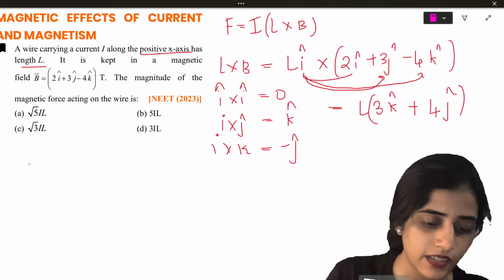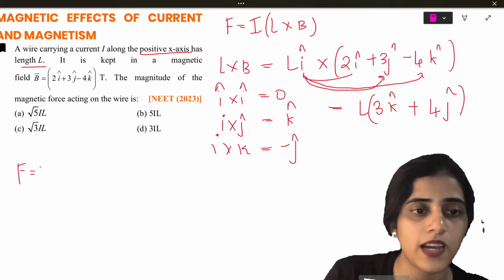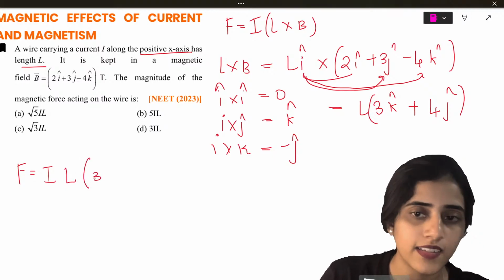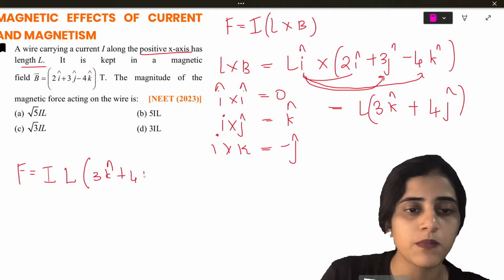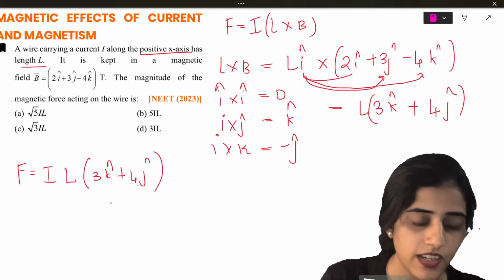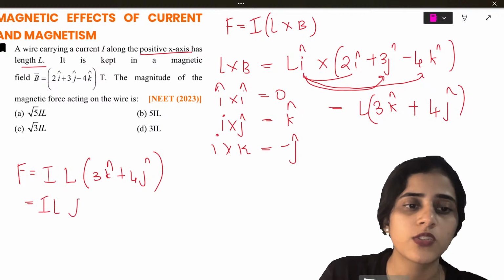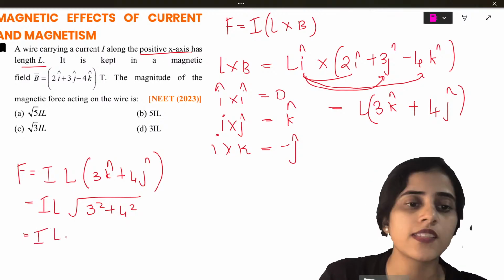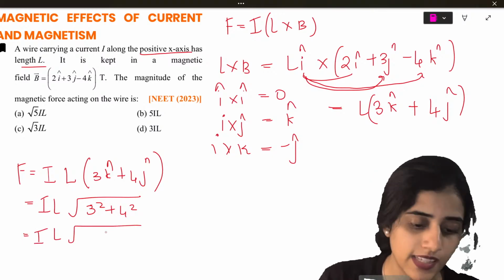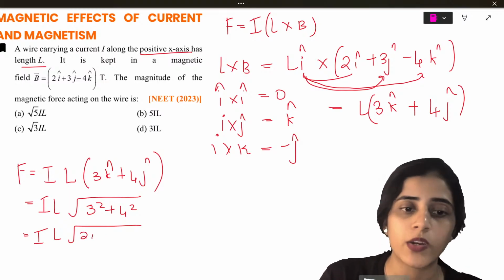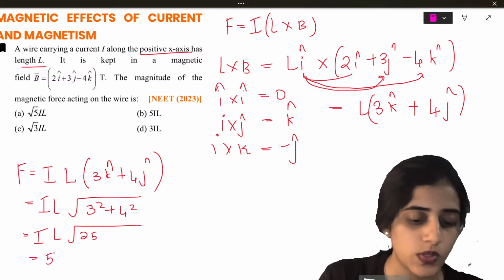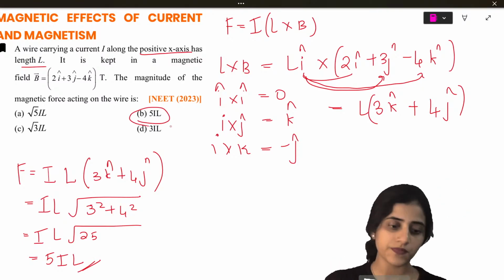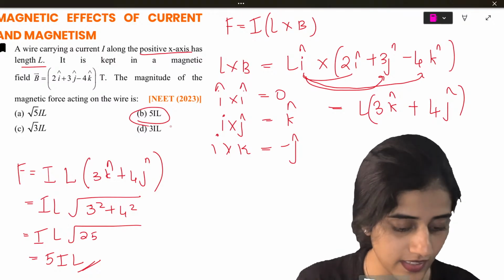So now I will write it here. What is the formula? F is equal to I L times 3k cap plus 4j cap. Is this much clear? Now I will just take the magnitude. So I L square root of 3 square plus 4 square, which is I L square root of 9 plus 16, which is 25. Square root of 25 will be 5. So which is 5IL. Is that an option? Yes, it's option B.